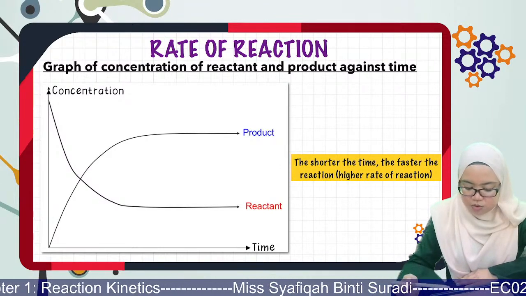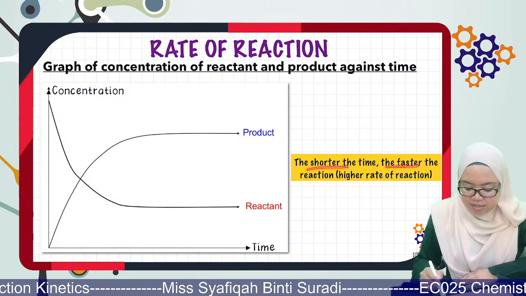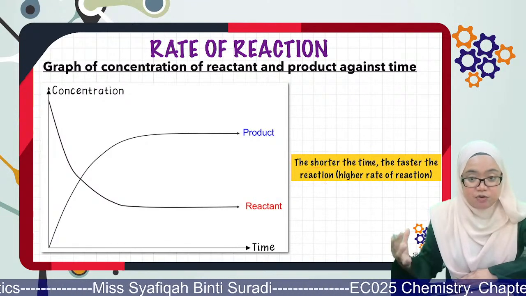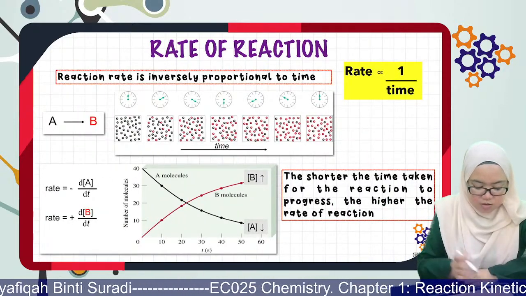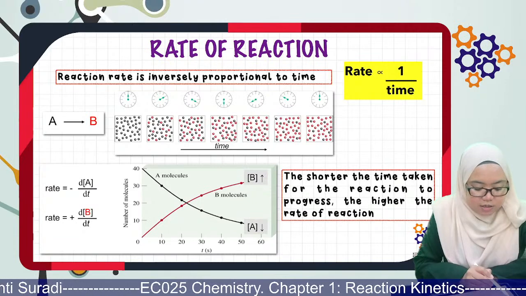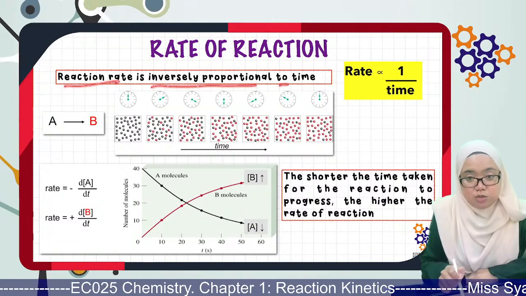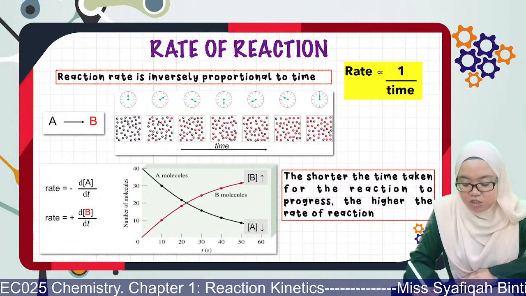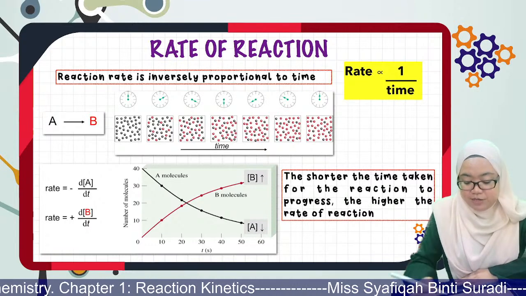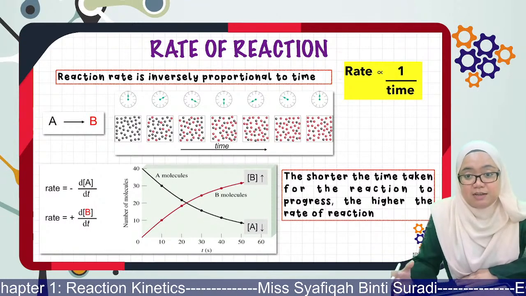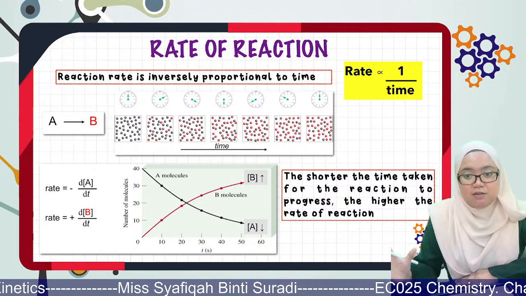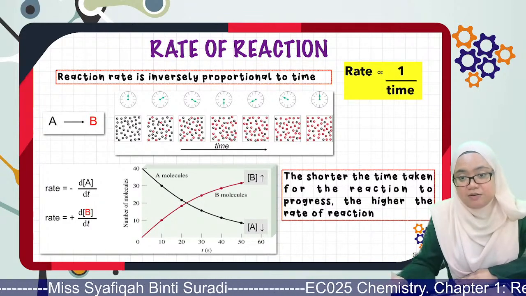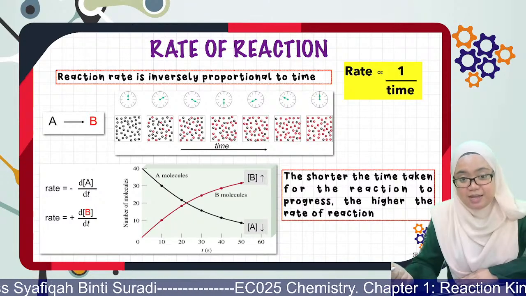Alright, so the shorter the time, the faster the reaction, which means the higher the rate of reaction. So the reaction rate is inversely proportional to time. It means that the shorter the time taken for the reaction to complete, the higher the rate of reaction. Meaning that the reaction completes faster if the rate of reaction is high.